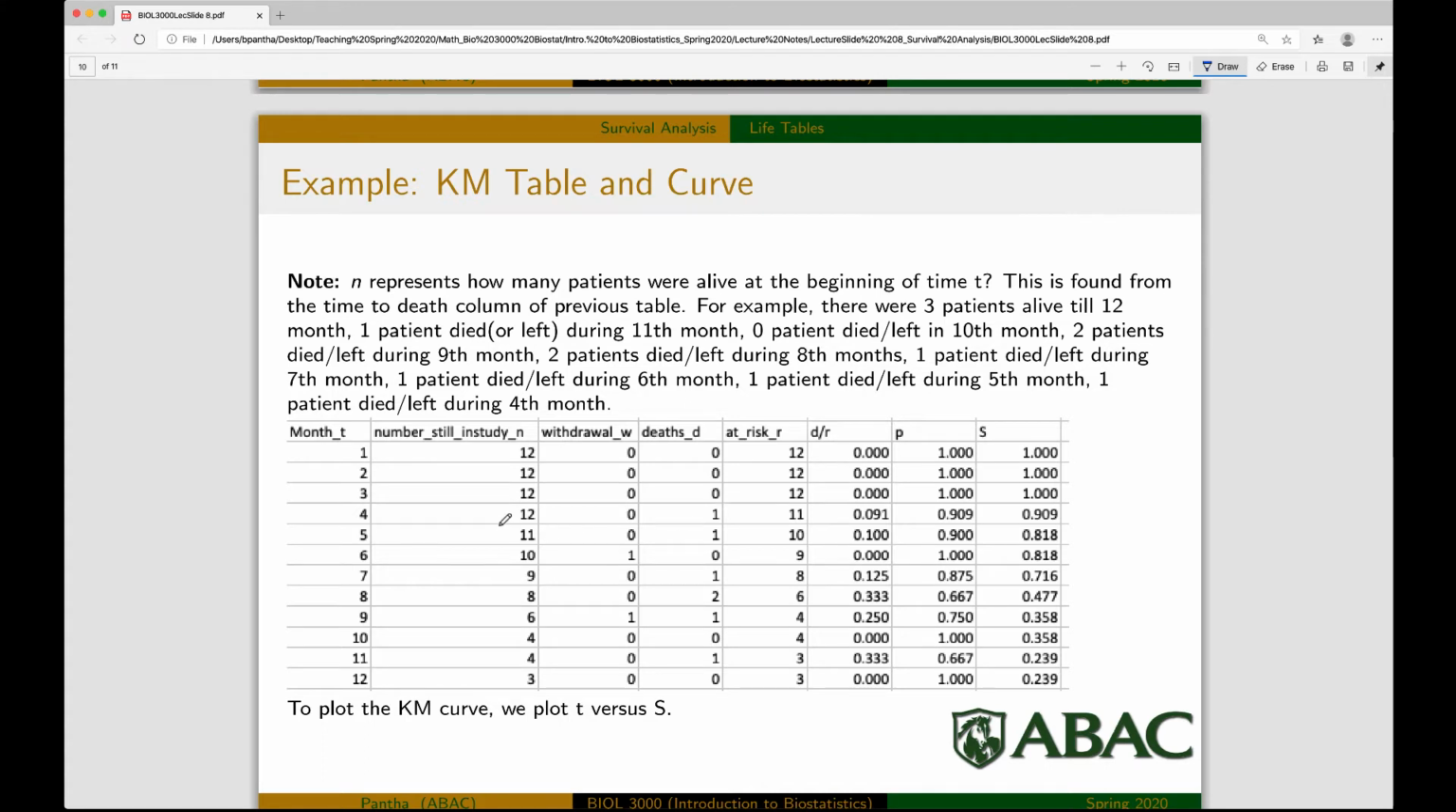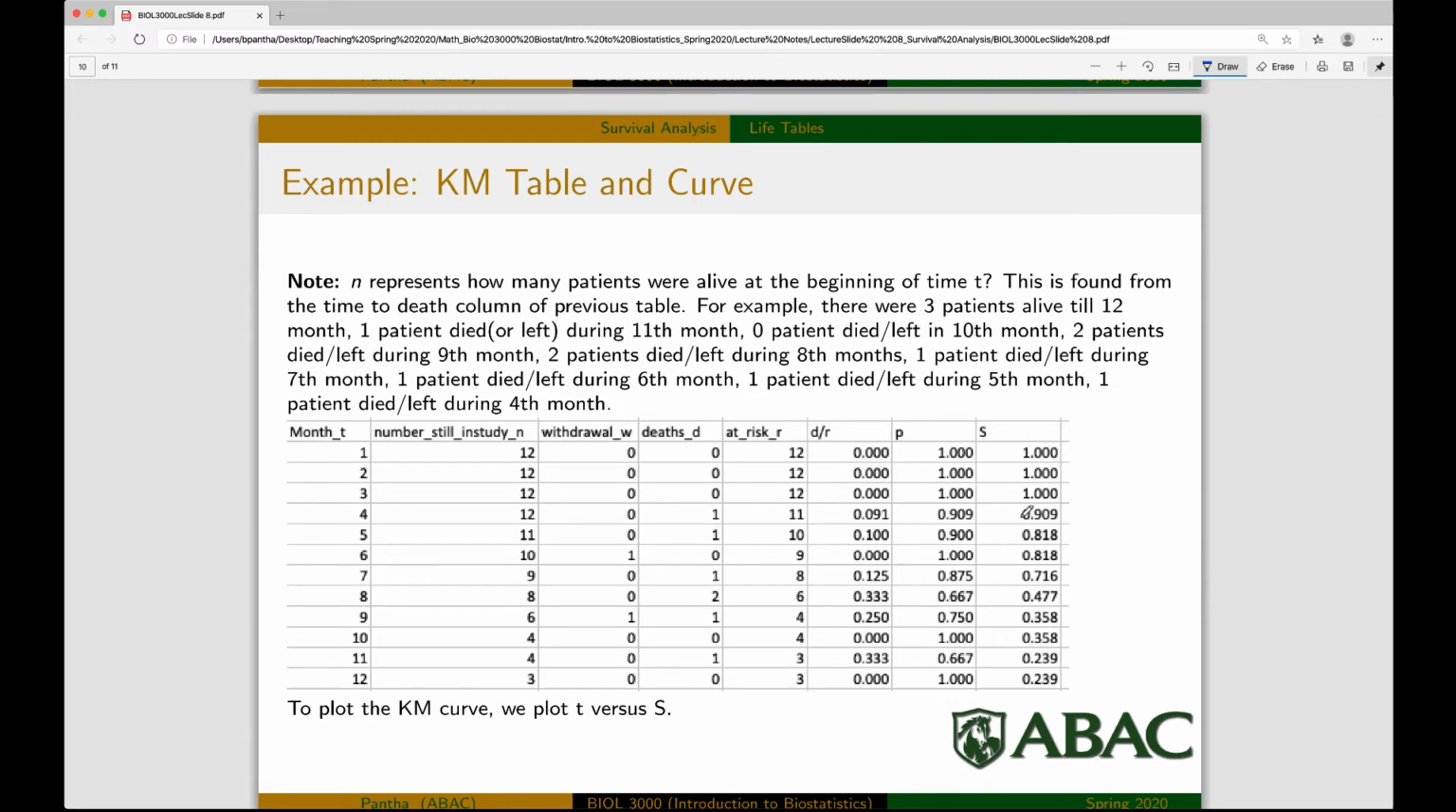So the number is still steady. On month 4, there were 12 people still on the study, but one died. You see that? And then the at risk were 11 because there are just 11 people left, right? And then you find out D over R, and then P, and then to find out S, you multiply all those previous ones. To find out this one, you multiply all those previous. To find out this one, you multiply all those here.